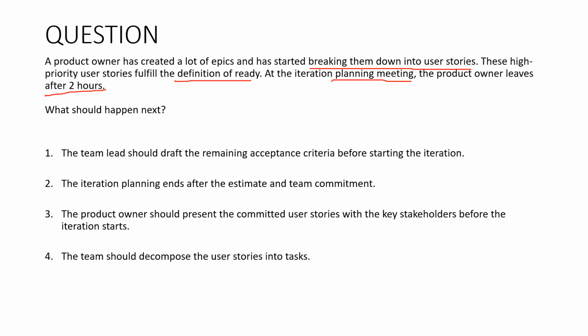Is it the task of the team lead to define the acceptance criteria? It is not the team's task to define the acceptance criteria. It is the task of the product owner. The iteration planning ends after the estimates and team commitment. Seems to be a good answer, but let's go next. The product owner should present the committed user stories with the key stakeholders before the iteration starts. Seems to be the right answer also. The team should decompose the user stories into tasks. This is also the right answer.